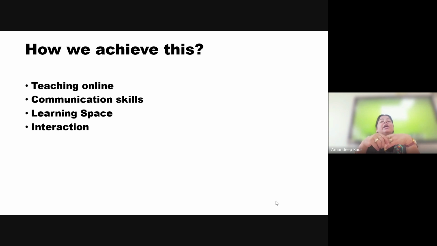What kind of learning space is essential for the institute to create, how many interactions are there in a semester, and who is the faculty responsible for those interactions. So that needs to be decided.